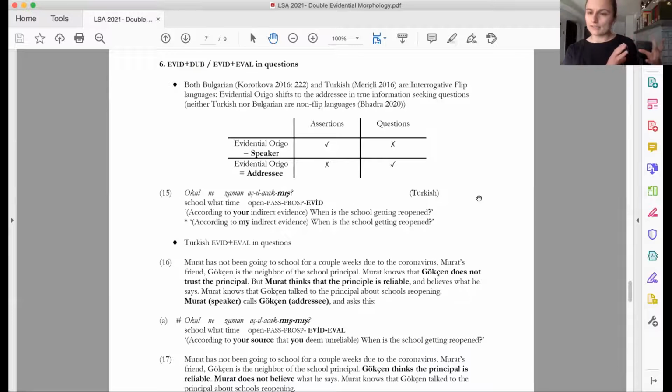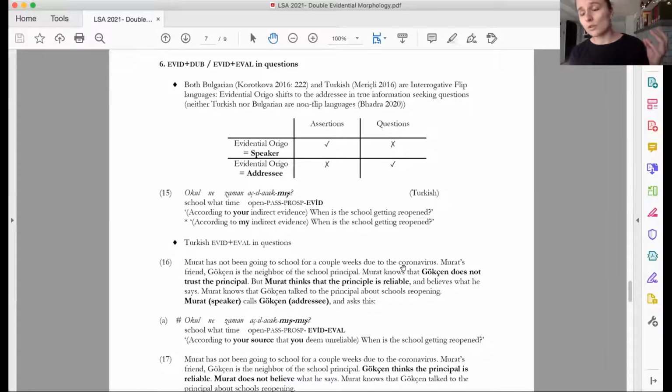Just to give you a little context, both Turkish and Bulgarian have interrogative flip, which means that in questions, the evidence holder shifts from the speaker to the addressee. So in assertions, the evidence holder is the speaker, but in questions, the evidence holder shifts to the addressee. This is illustrated in 15 with the Turkish example. In a Turkish question, if you put in a simple evidential question, it means according to your indirect source, when is the school getting reopened?